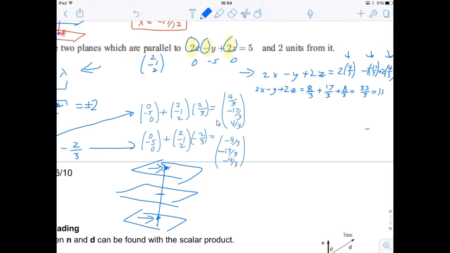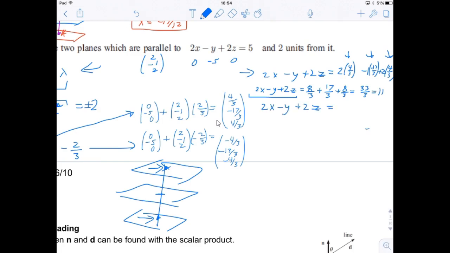So that's what we did here. On the left side, we have 2x minus y plus 2z, which is the exact same thing as this one here, right? And then on the right side, we write 2x minus y plus 2z, but we substitute in 4/3, -17/3, and 4/3. When we do that, the left side stays as is. Now the right side becomes 8/3 plus 17/3 plus 8/3. When we add those together, we get 33/3, which happens to be 11. So that will be one of our plane equations.